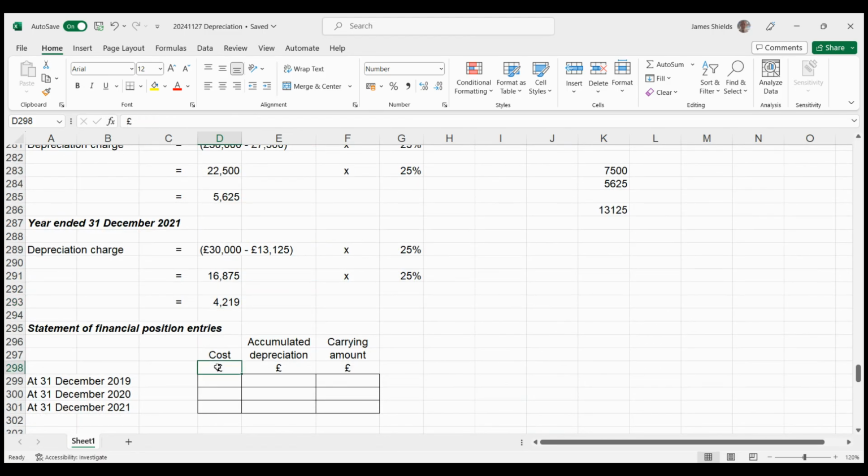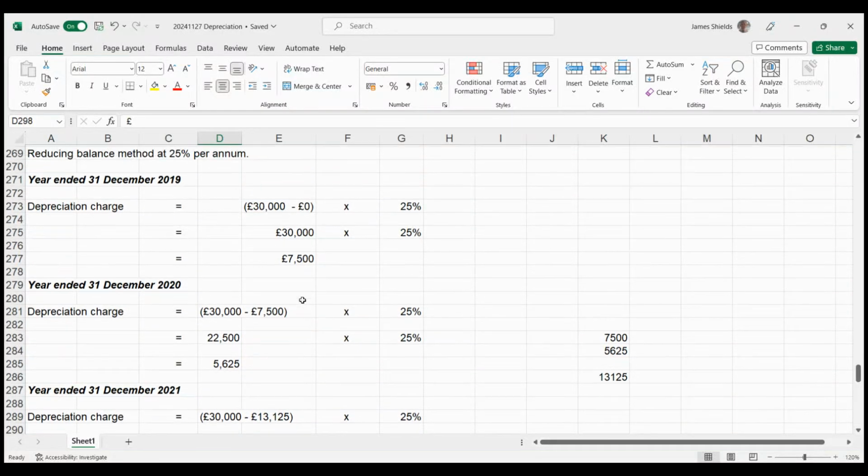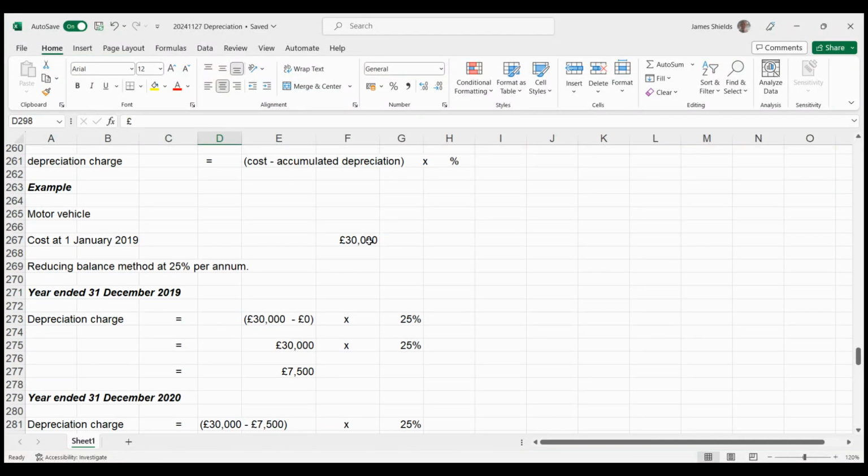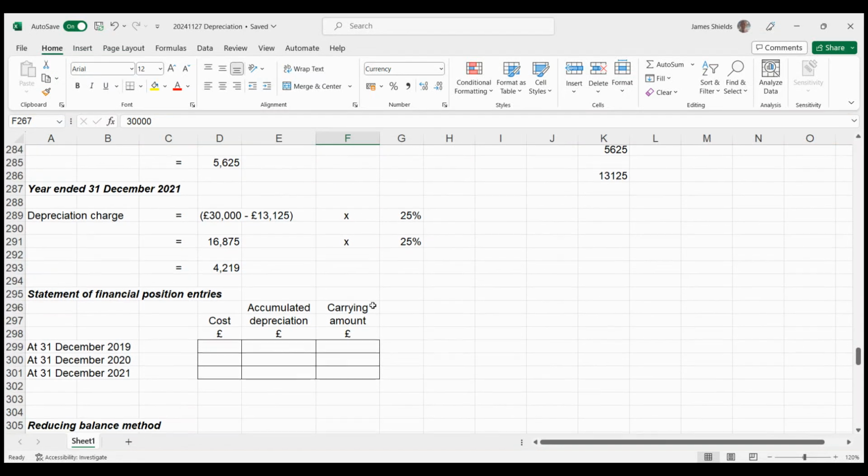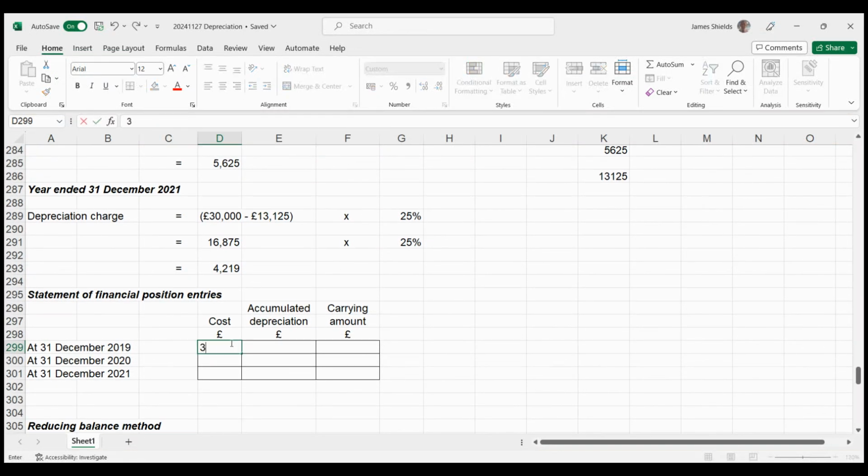Statement of financial position entries. So we're on the costs for all 3 years. So the cost, we go back to the question just to check, the cost was £30,000, and that will not change. So we've got £30,000 here, and again for the following year, and again for the third year.